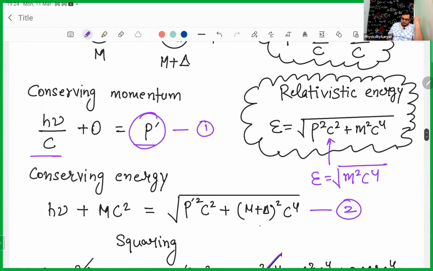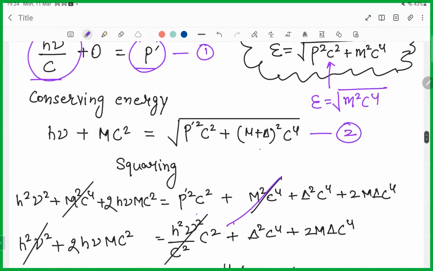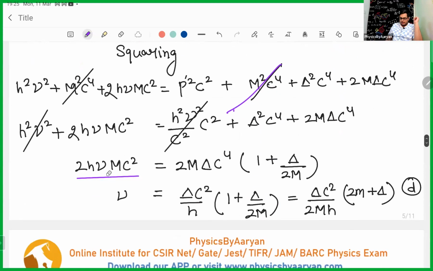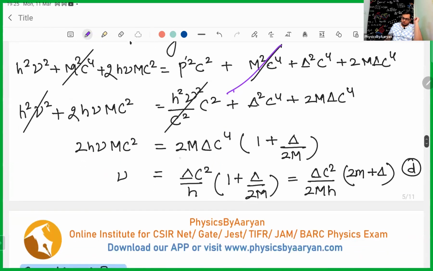Use this: p dash is equal to h nu by c. So I put that value, and h nu by c becomes h square nu square by c square. And then from here you can directly see I cancelled m on both sides. I cancelled c square like this. Delta remains as such. c^4 and c square cancel, so I'm left with c square. Then I took this h to the denominator and 2 also cancelled. So my frequency is delta c square by h plus, in bracket, 1 plus delta by m.